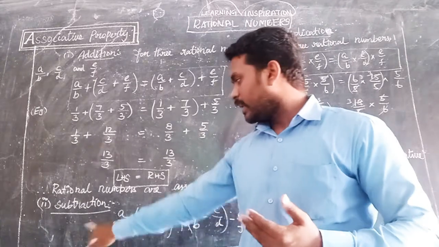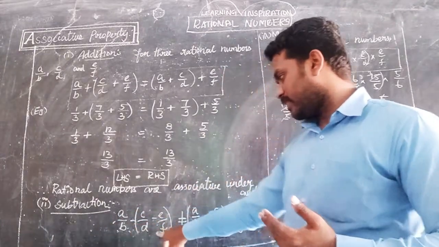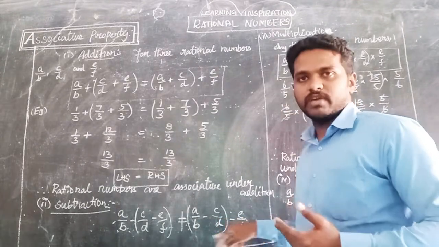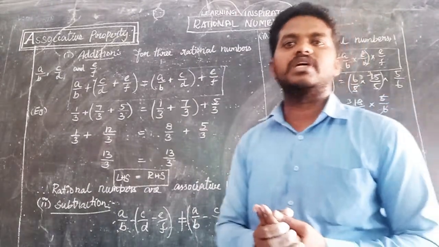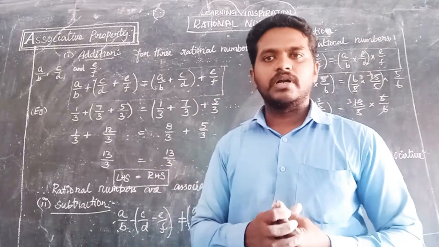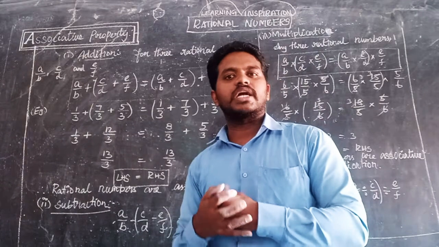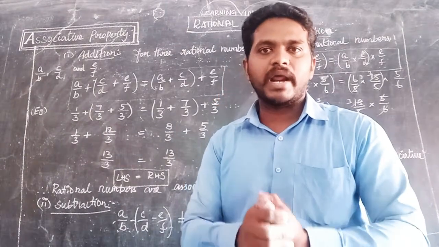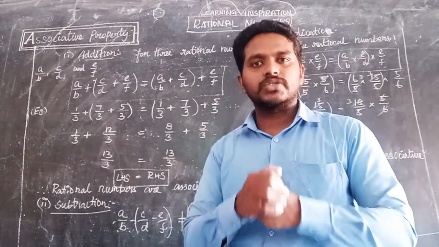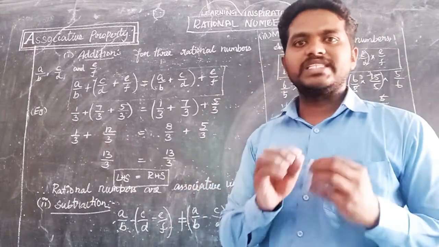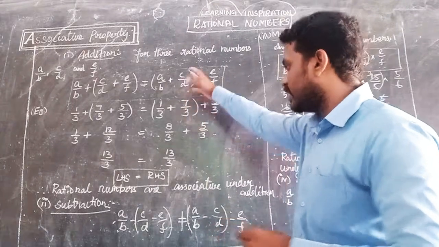So here for subtraction, no need to prove the answer. Just say a by b minus c by d minus e by f is not equal to a by b minus of c by d minus of e by f. If we change the order of the terms while subtracting the numbers, the answer will be different. So rational numbers are not associative under subtraction, and also division. So only satisfied with addition and multiplication. Addition we have already proved.